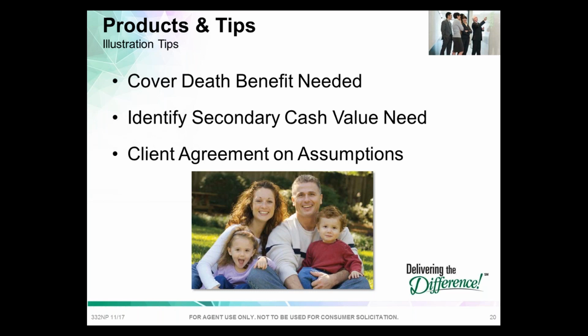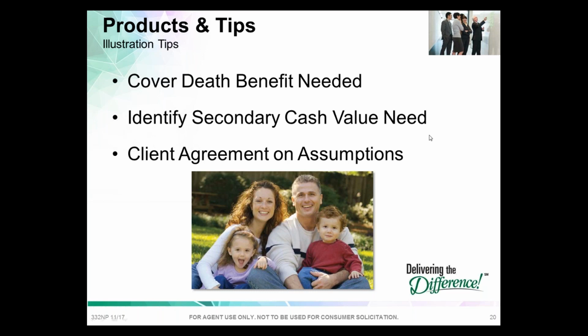Just a few tips here, I would suggest, number one, cover the death benefit needed. Wow, I see it too often where people are so focused on the cash that they minimize the death benefit to an extent that is probably not as much as there should be. And this should be first and foremost our goal, providing death benefit protection. That's what this is about. So make sure that you're not so focused on the cash that the death benefit is too low. Make sure that death benefit meets their need.